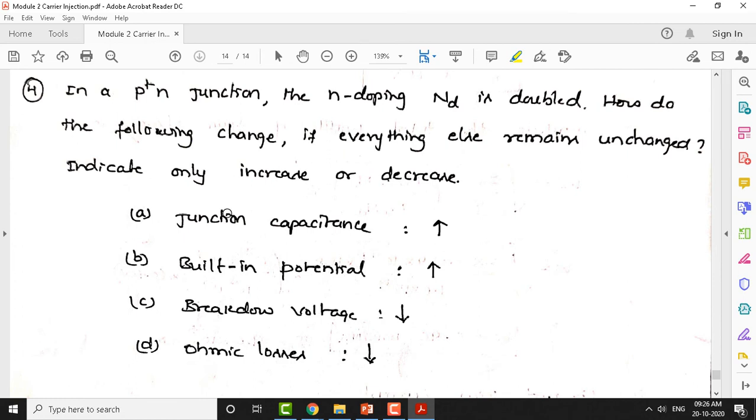In a P plus N junction, what happens to the junction capacitance? Obviously, the junction capacitance keeps increasing. What is the explanation one can give here? Anybody has an idea? The problem says the type of p-n junction is P plus N. The N doping Nd is doubled, and the answer is that junction capacitance increases. My question is how this junction capacitance increases.